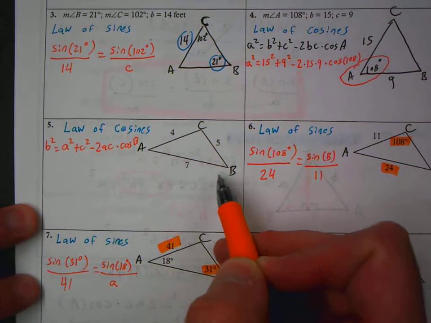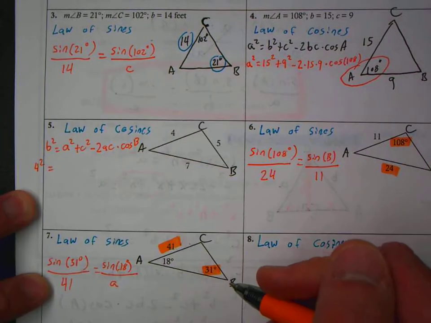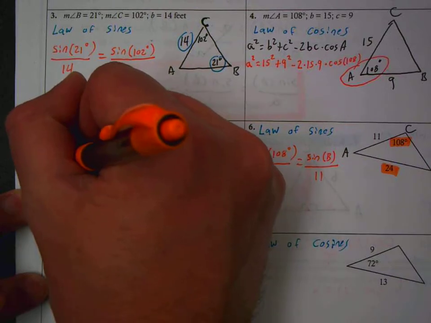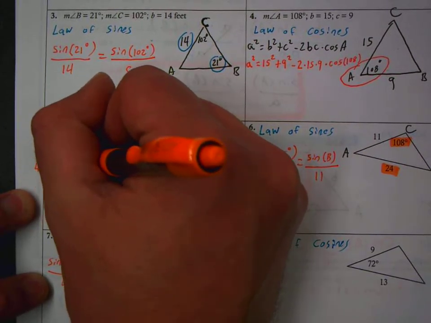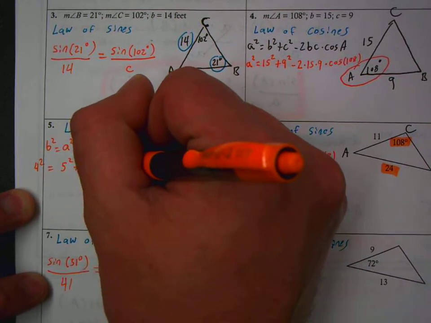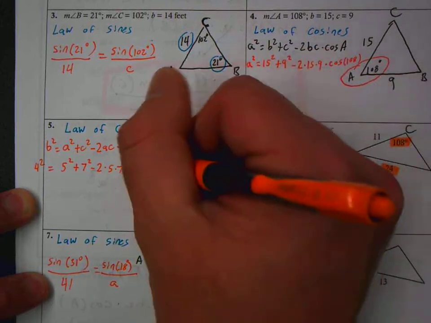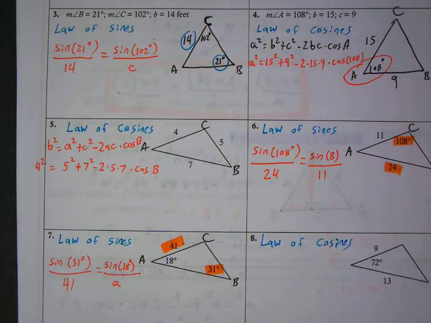Little b is 4. Little a is 5, right? Little c is 7. Minus 2 times 5 times 7 times cosine of b. We don't know what b is, so that's what we're trying to find.